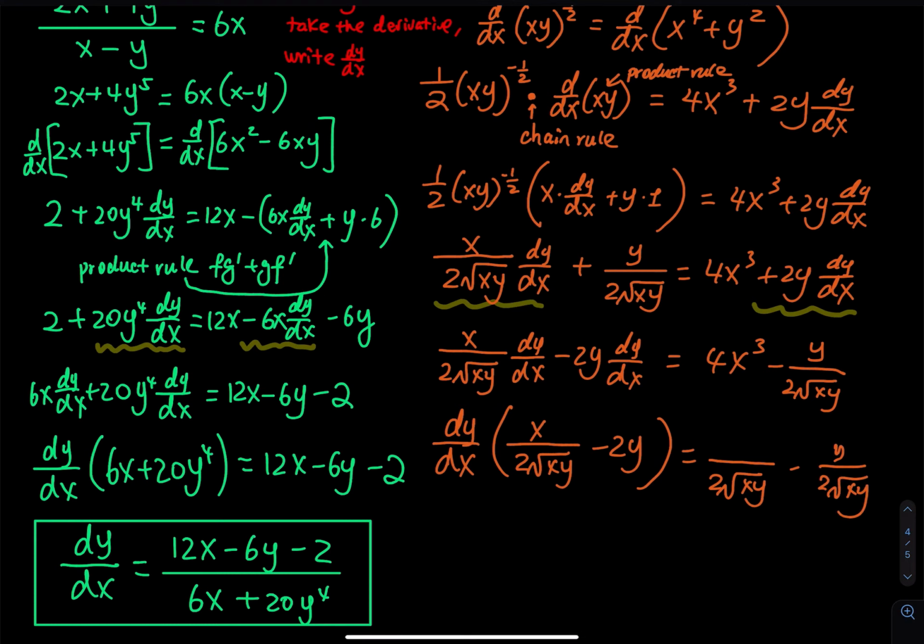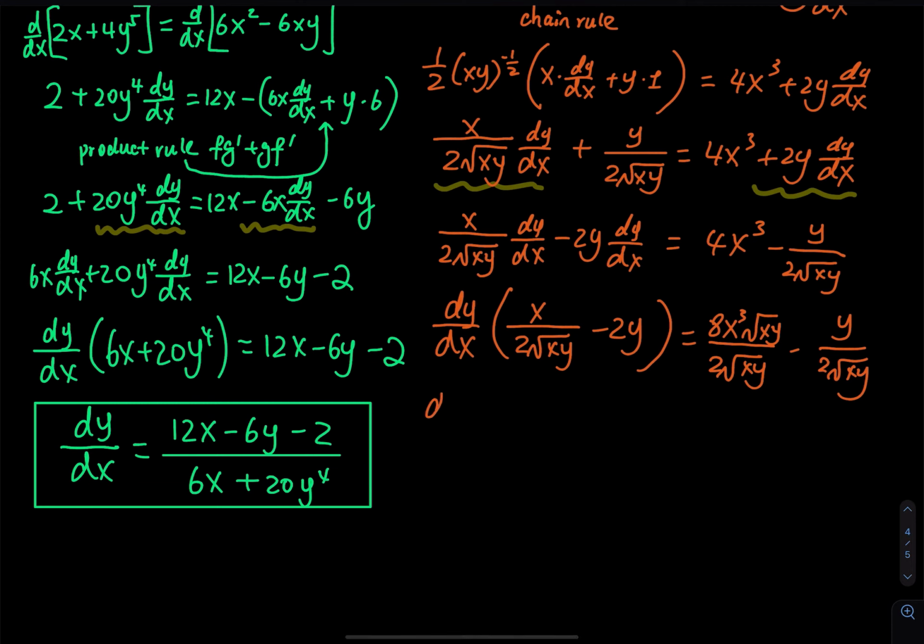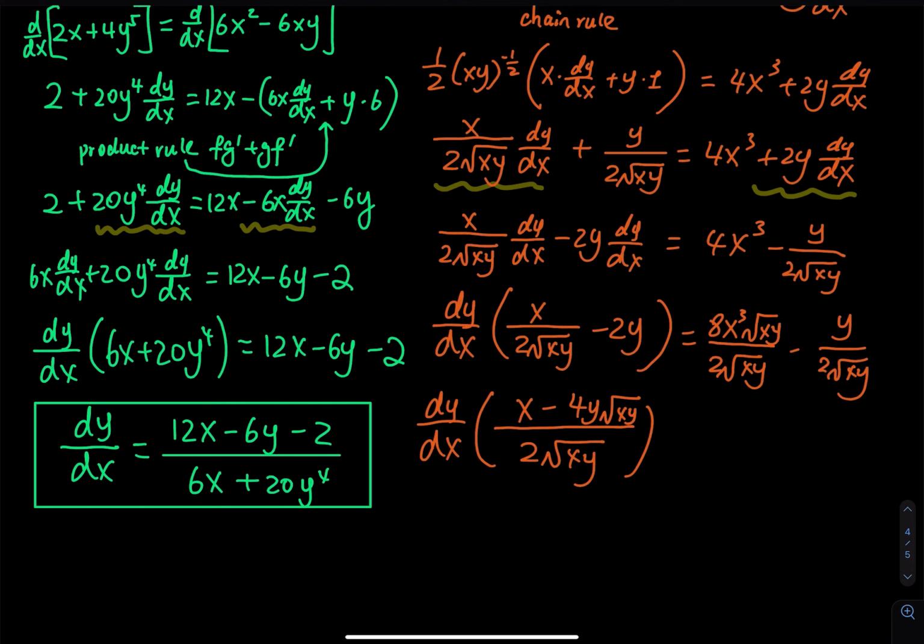So that doesn't look like a y, right? So this looks like a y. So if you multiply the 4 by that, then you have an 8x to the third, and then root xy. And then how about the other side? The other side, dy/dx. So this one, what if I do this? So this will be x minus 2y, right? So 2 times 2 is equal to 4, 4y root xy then.